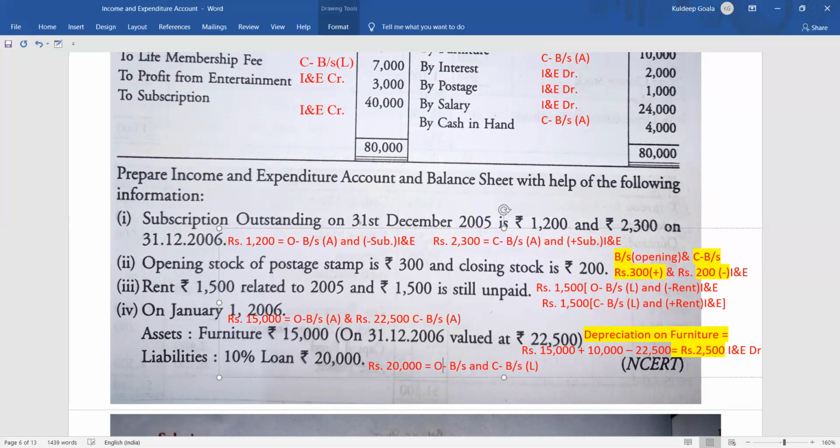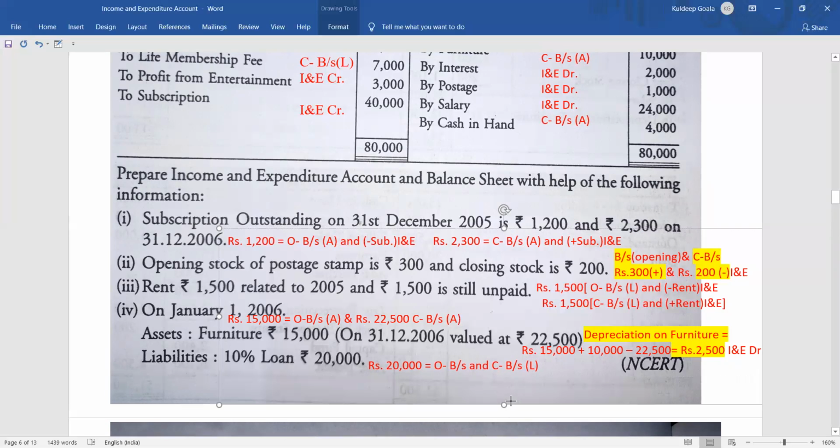It will come in the opening balance sheet, asset side, opening balance sheet and closing balance sheet, liability side. And again there is a change. What is the change? We can see that there is an interest. So what is the interest? It is 10% interest. Okay, so this 10% interest, what will be the treatment?